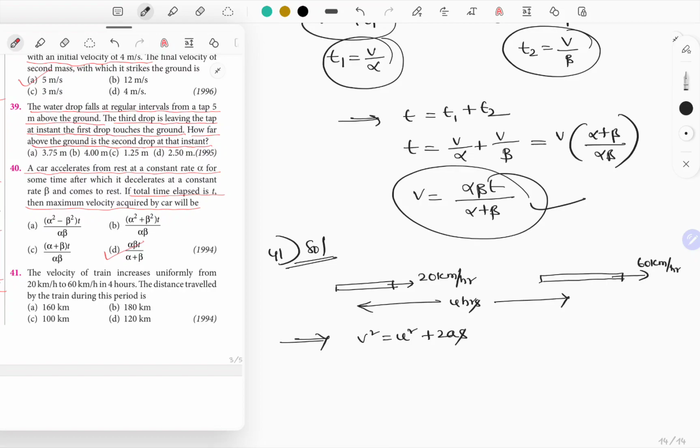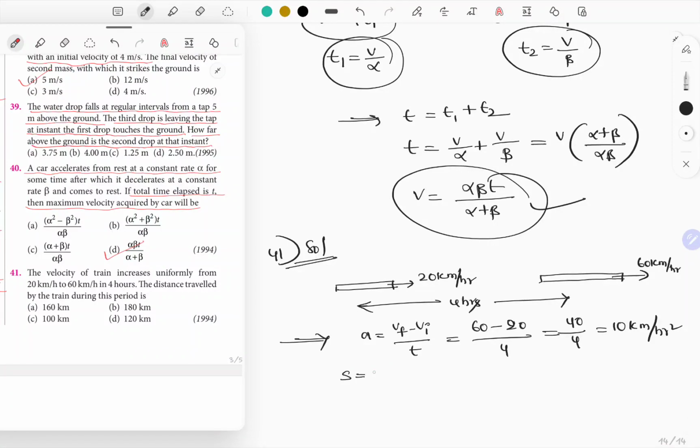Either you can use this equation, otherwise you can use one more equation. We know initial velocity, final velocity and time taken, then we can find out acceleration easily. That is final minus initial velocity divided by time, right? Final velocity is 60, initial velocity is 20, divided by 4, which is 40 by 4, which is equal to 10 kilometer per hour square. So that is how they have given the relation.